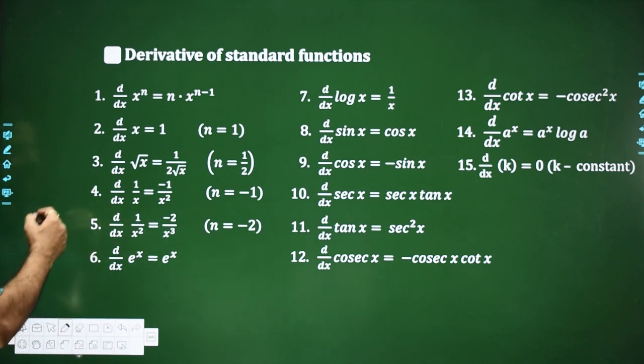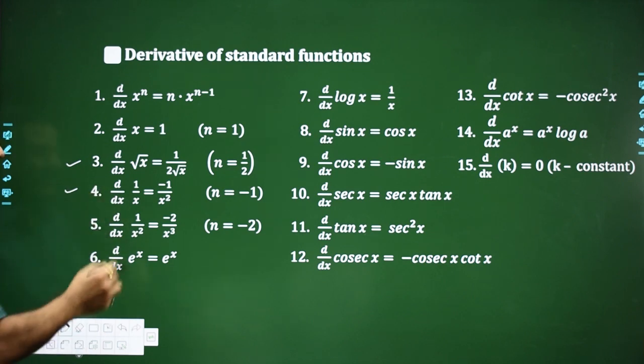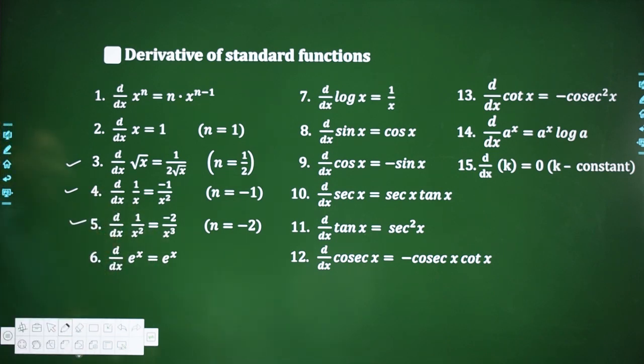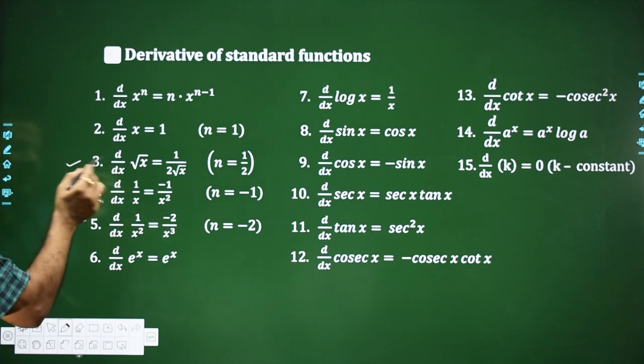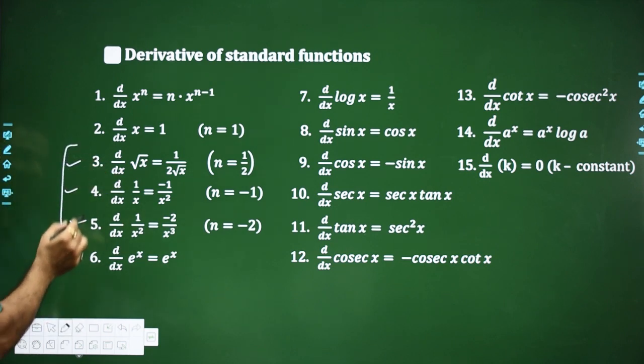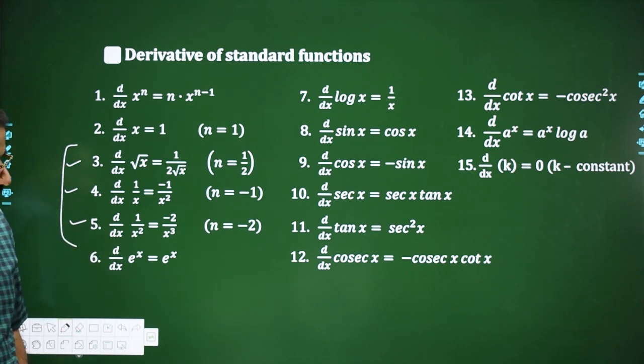For example, particularly you should know this: derivative of root x is 1 upon 2 root x, derivative of 1 upon x is minus 1 upon x square, derivative of 1 upon x square is minus 2 upon x cube. All other formulas are common, but most of the people cannot find out these derivatives properly. So, remember particularly these formulas. Just read out all the formulas before going to the next slide.